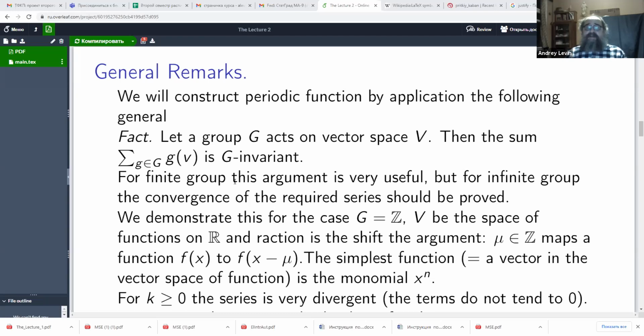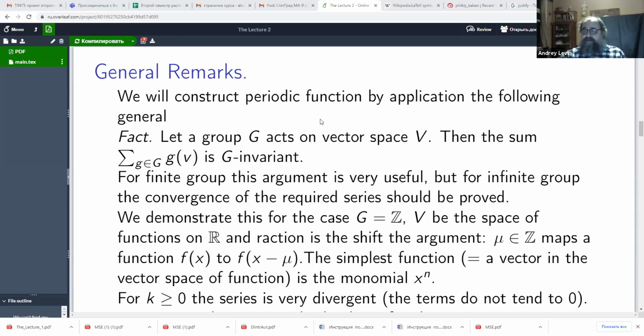So let me try to explain what happens in our case. We have the vector space of the functions on the real line. We have an action by the shift group, and we want to average. The simplest case is if I pick a monomial. The simplest function is of course a monomial for me.